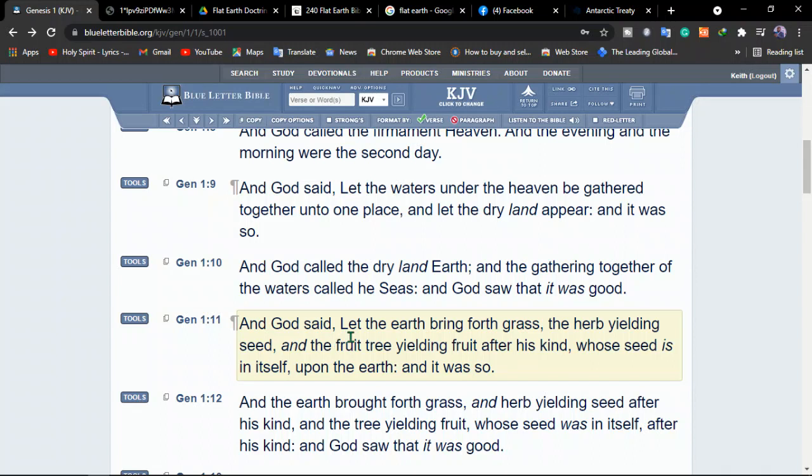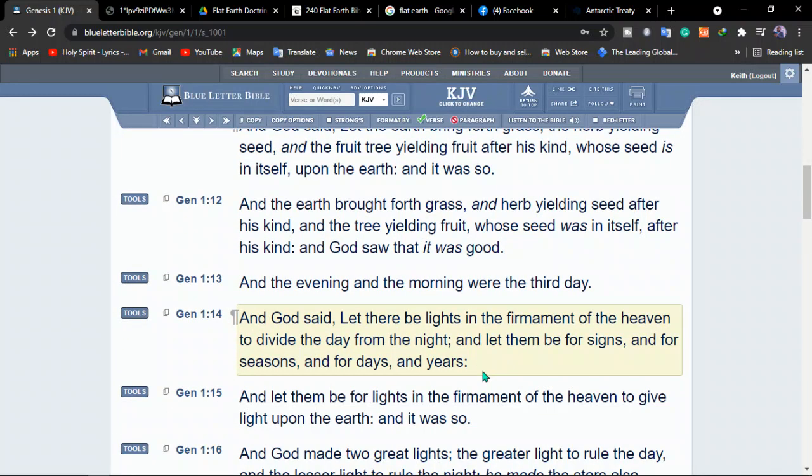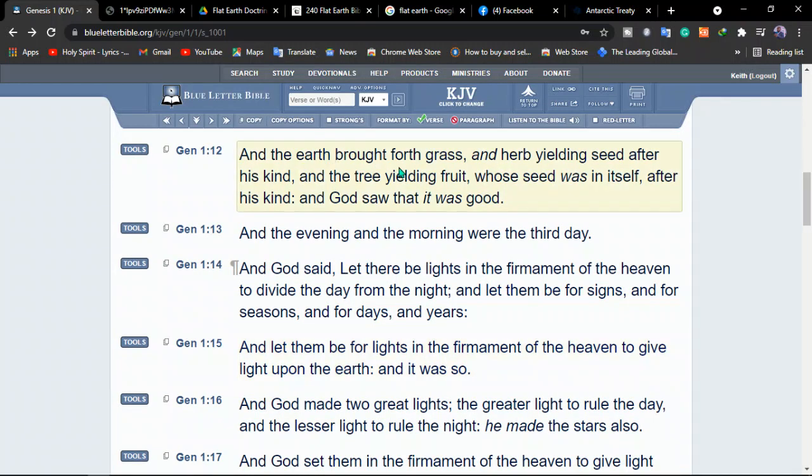And God said, let the earth bring forth grass, and the herb yielding seed, and the fruit tree yielding fruit after its kind, whose seed is in itself upon the earth. And it was so. So after that, God decided, okay, let everything make fruit. And the earth brought forth grass and herb yielding seed after its kind, and the tree yielding fruit whose seed was in itself after his kind. And God saw that it was good. And the evening and the morning were the third day.